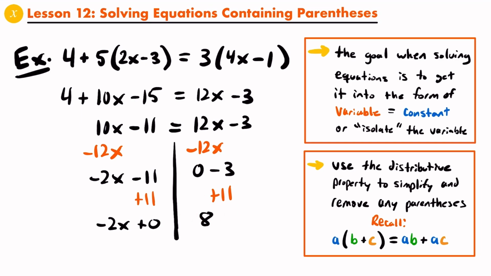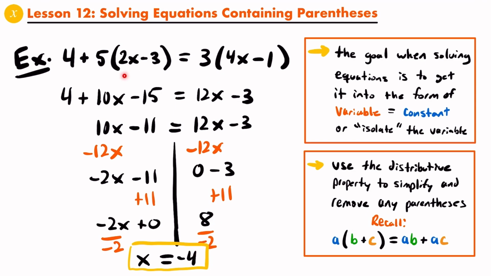And then the final step here is to isolate the variable of x by dividing both sides of the equation by the coefficient, which in this case is negative 2. So we'll divide both sides by negative 2, and negative 2 divided by itself is 1. So you'll have 1 times x, which is just x, and x will be equal to 8 divided by negative 2, which is negative 4. That is the solution that we have found for this equation. x equals negative 4.